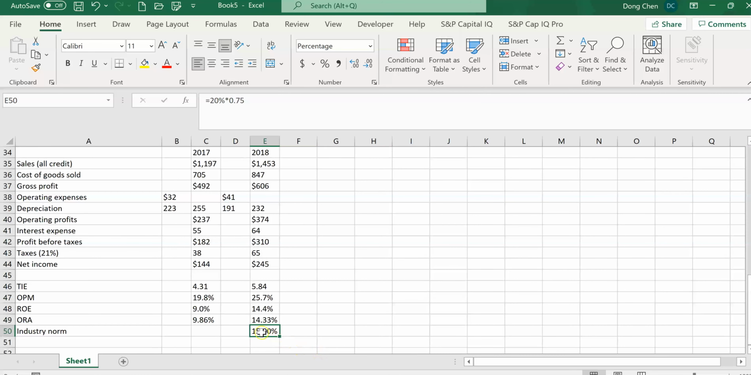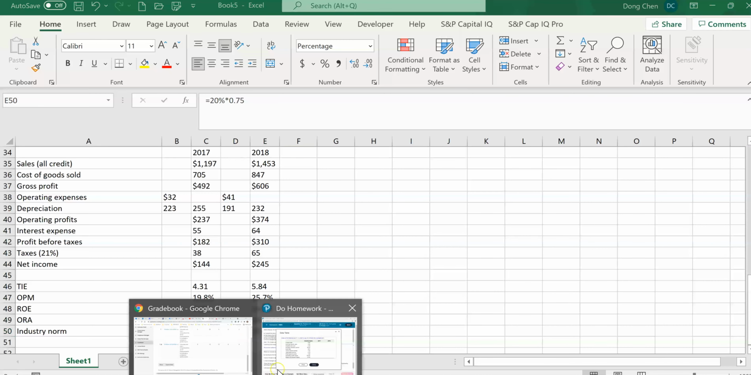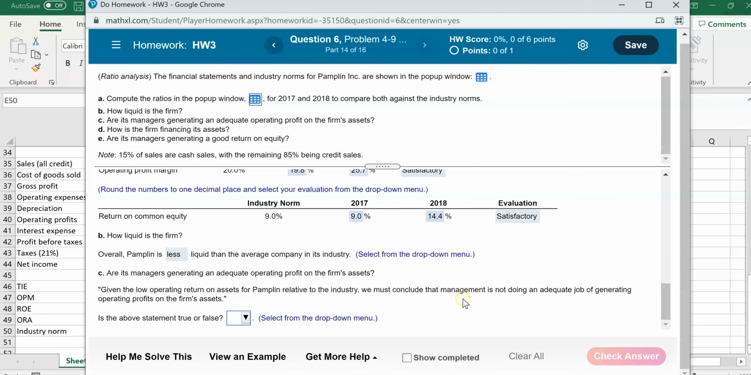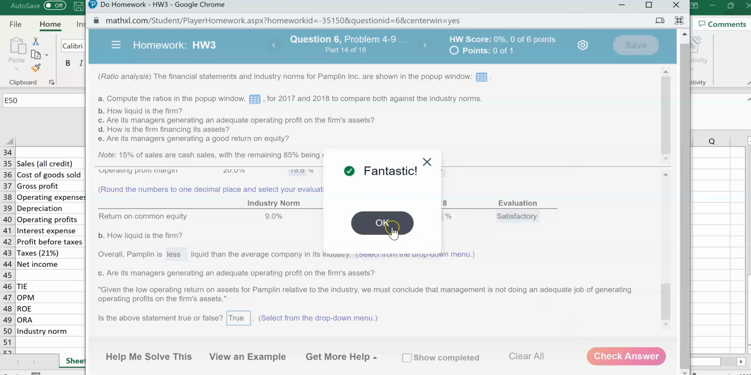Now we can see something about the operating return on asset. Both ratios of the firm are lower than the industry norm, which are estimated from the numbers provided. So this is not adequate. The firm is not doing an adequate job of generating operating profit on its assets. So this statement is actually true. Check answer.